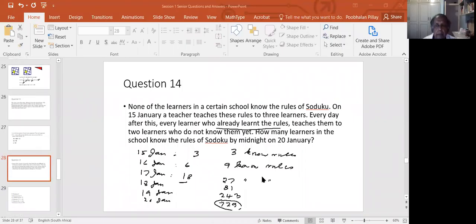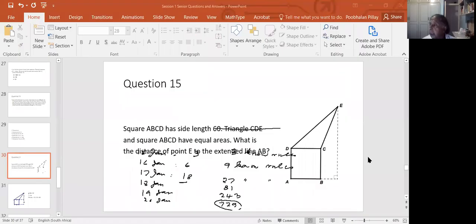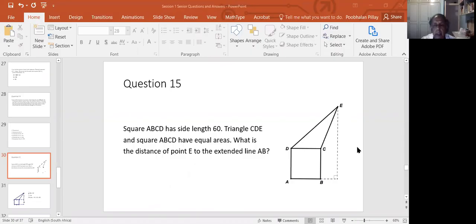So let's get on to problem 15. Okay, so this is 15. Problem 15 says, a square ABCD has side length 60. Okay, you can see there's a square here, and the side length is 60. So let's record that information. All the sides are 60.